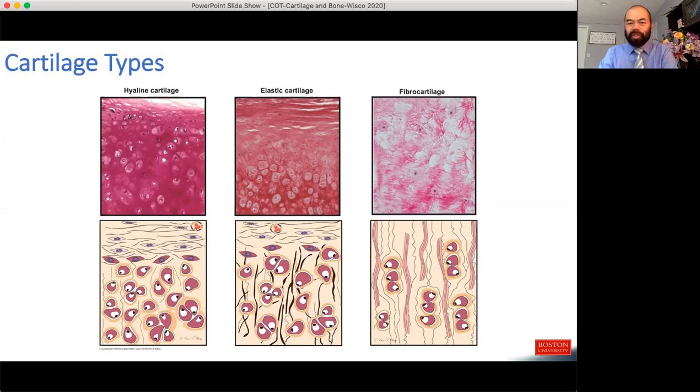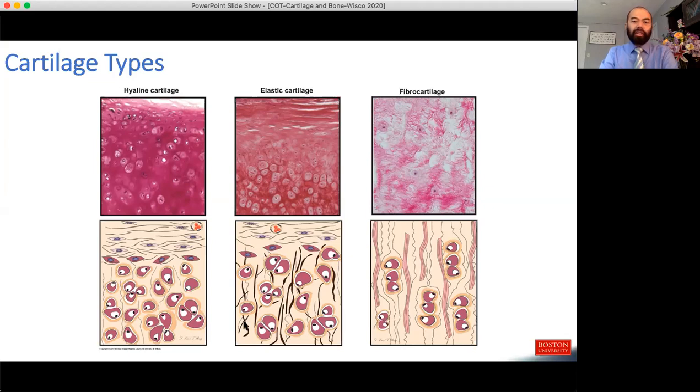But there are some differences in how they're arranged. What I want you to notice is that in fibrocartilage, the lacunae containing the chondrocytes are arranged in rows, or in this case, sorry, columns, whereas in elastic cartilage and in hyaline cartilage, they seem to be more randomly arranged.